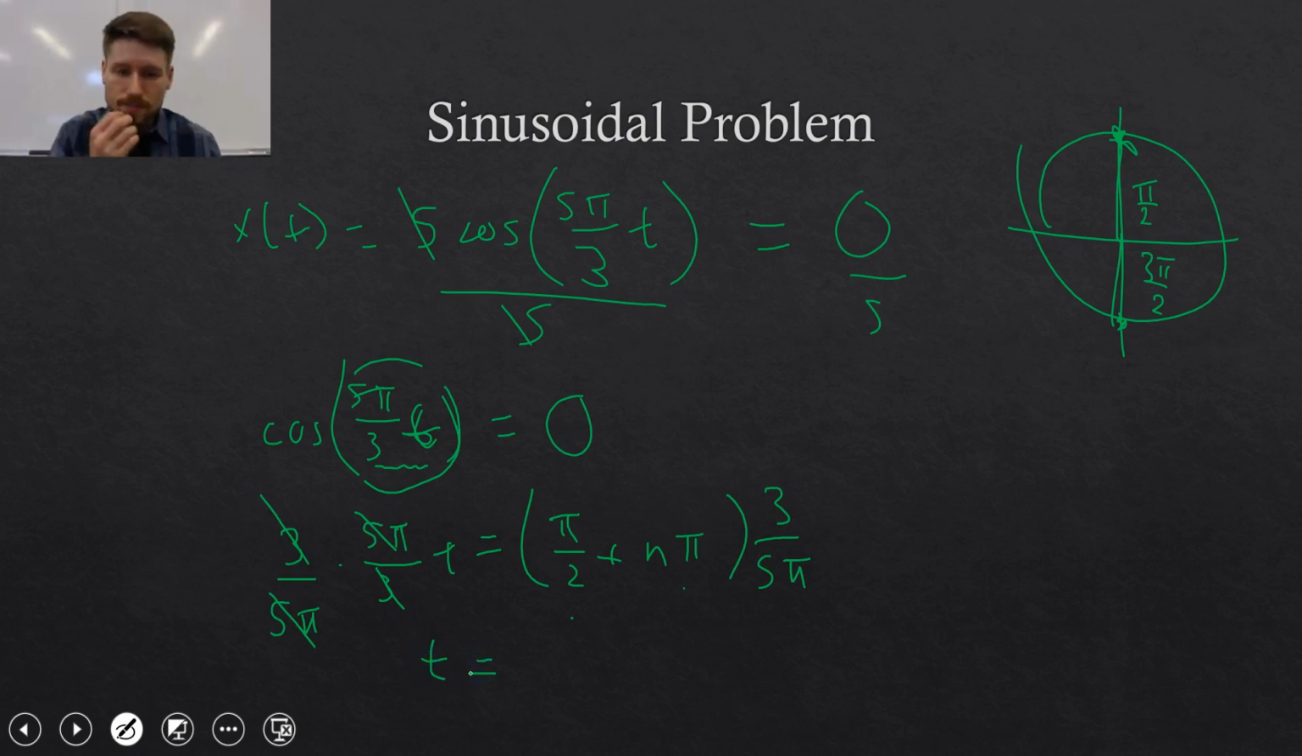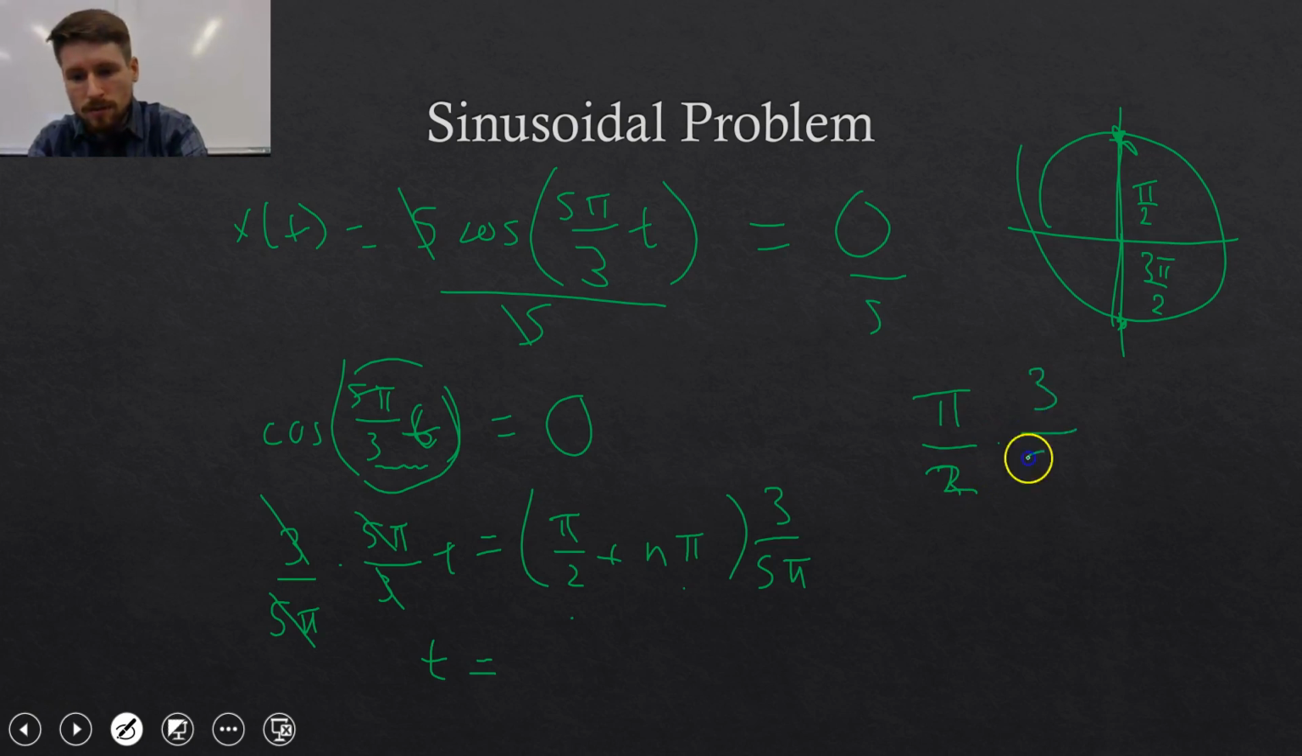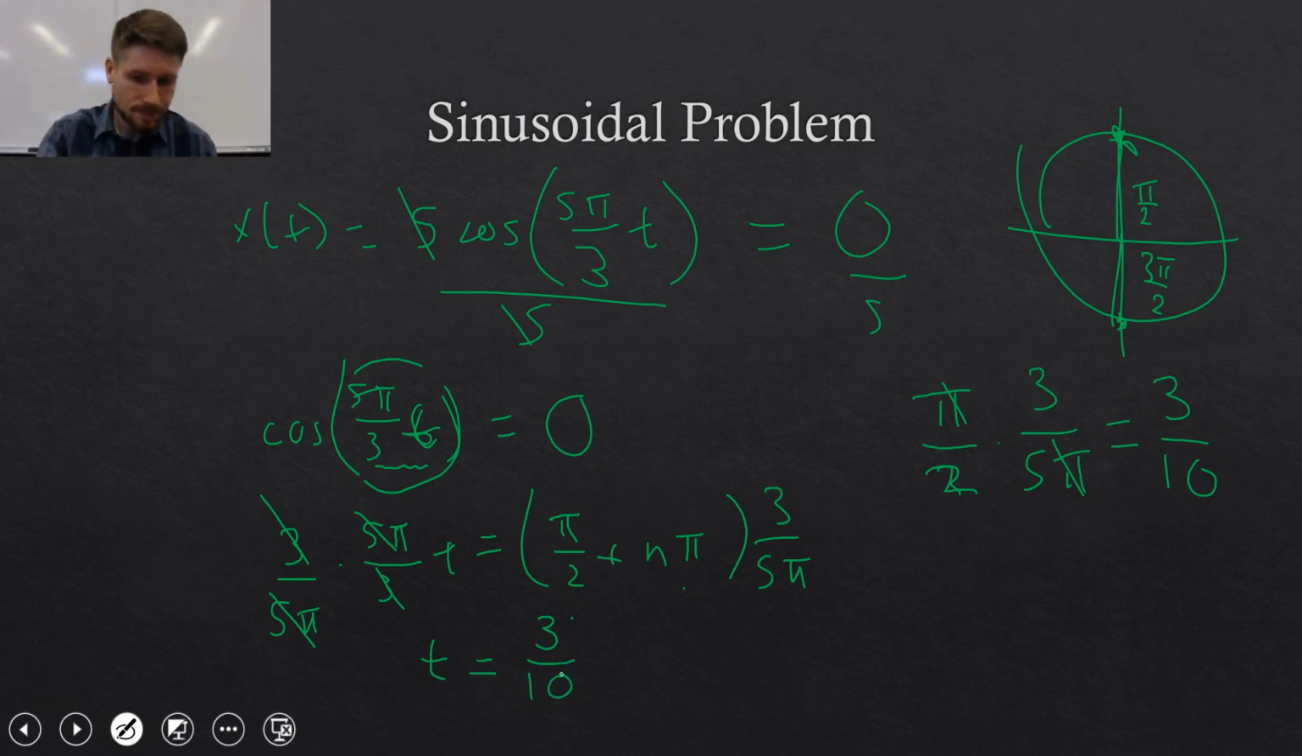T is equal to, I'm going to go ahead and distribute the 3 over 5 pi through. I'm just going to be very explicit and slow in doing this calculation. Pi over 2, that's a 2, times 3 over 5 pi. So we note that there's a pi in the numerator and a pi in the denominator. Those guys get to cancel. 3 divided by 2 times 5, this is 3 over 10. So we get 3 over 10, or 0.3.